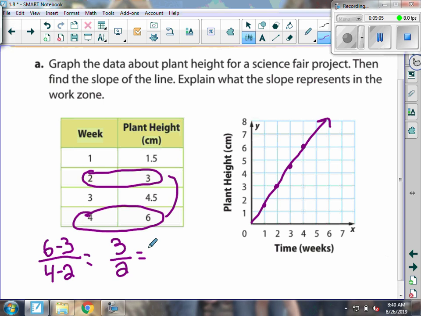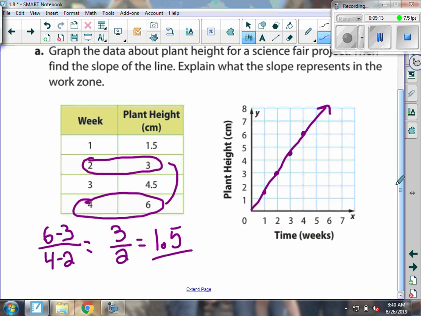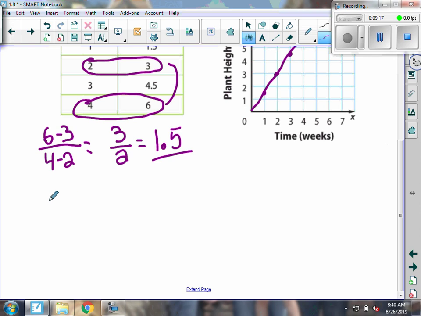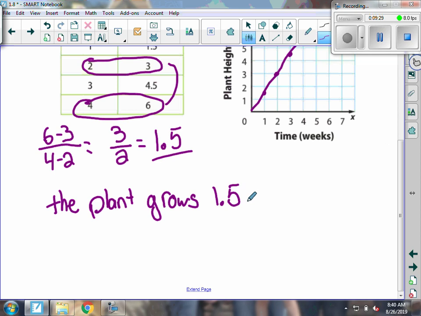So we're going to write this as a decimal. 3/2 is the same thing as 1.5. So there's my slope. Now we need to explain what it represents. So it means the plant grows 1.5 centimeters a week, so per week.